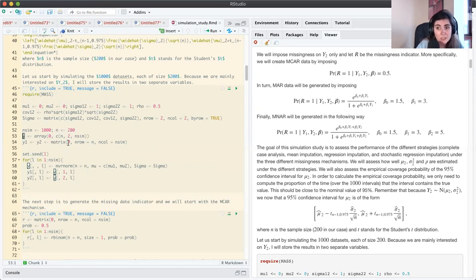And then, because I'm interested mainly in y2, because I want to estimate the mean of y2, the sample variance of y2, and the correlation and the lower and upper bound of the confidence interval for the mean of y2, after imputing the values using the different strategies, I'm storing the values of y1 and y2 in separate variables, okay?